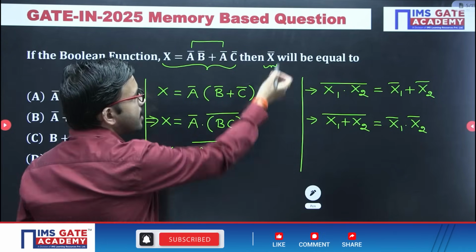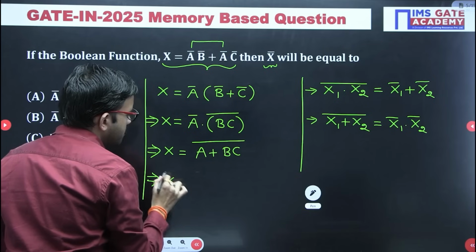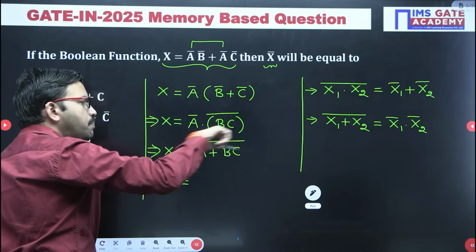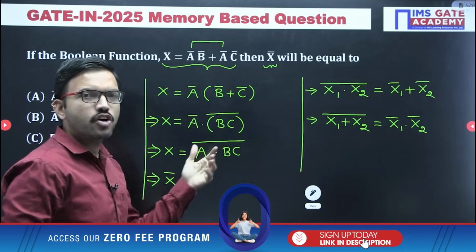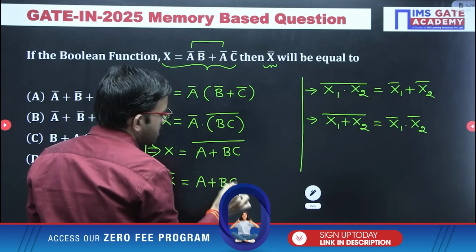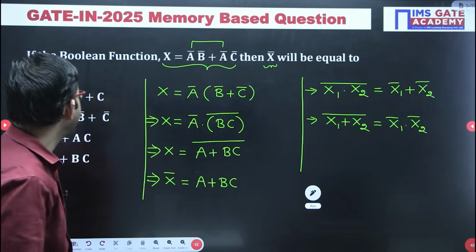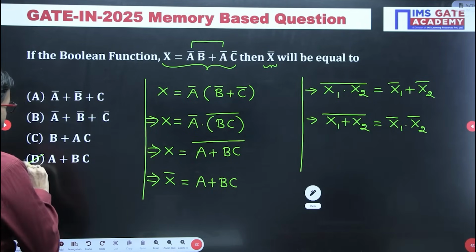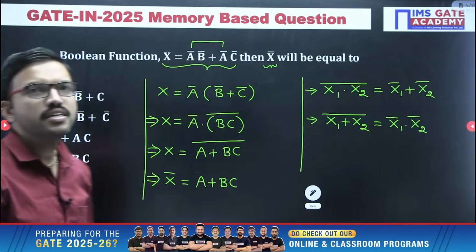Now they have asked what? X bar. Okay, so x bar, x is already presented in the complement form, that means you are performing complement once again, so that means normal function. That's all. See, if you perform complement two times, it means the normal function. So that means you are getting a plus bc, that is option D. Option D is the correct answer.